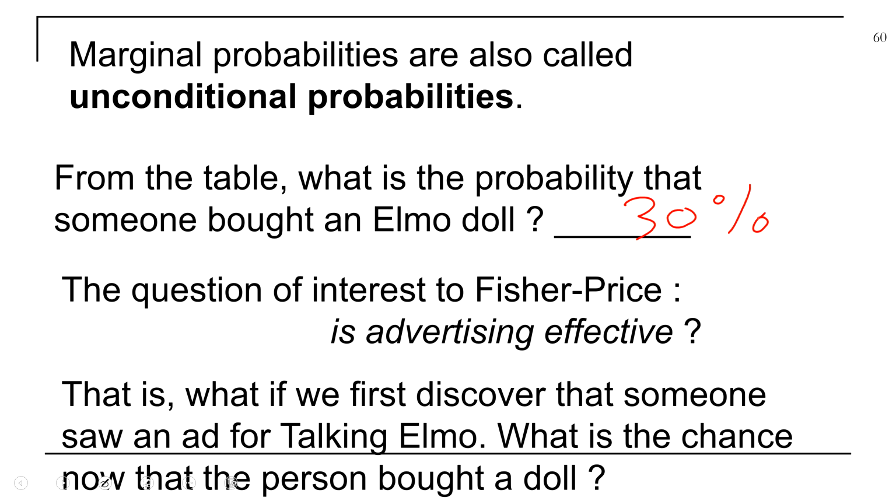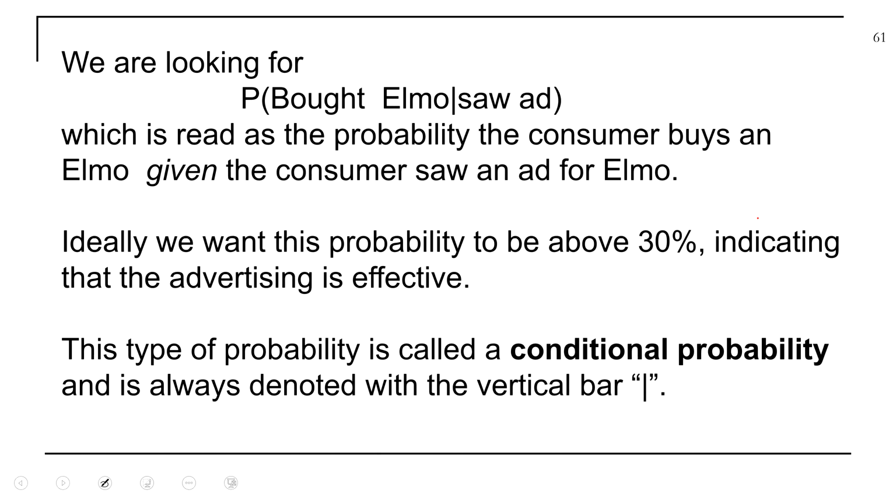Is advertising effective? And what we want to discover is, given you saw the ad, are you more likely to buy the doll? So ideally, is it higher than 30%? Is seeing the ad related to buying the doll? So we're looking for this conditional probability, the probability you bought Elmo given you saw the ad. So that bar means given. It's called a conditional probability.